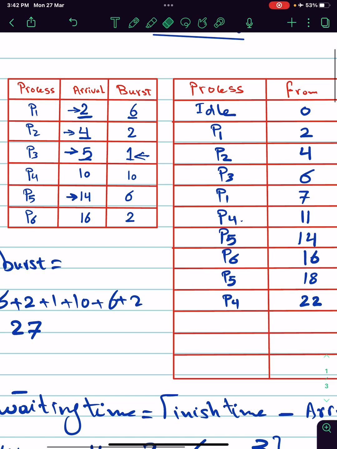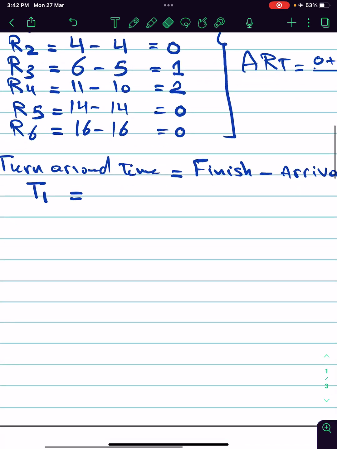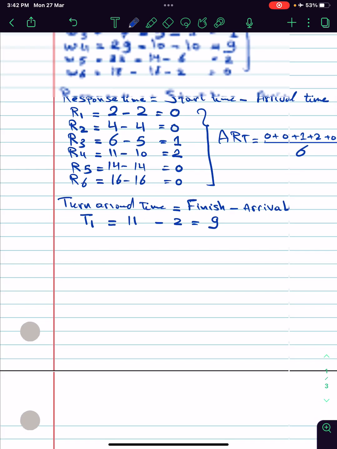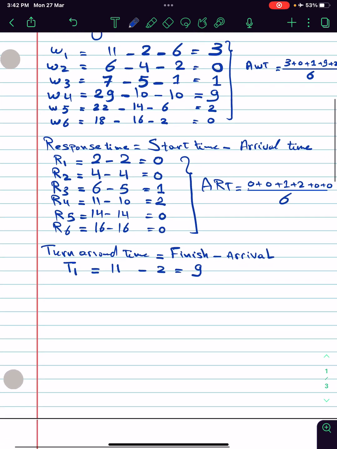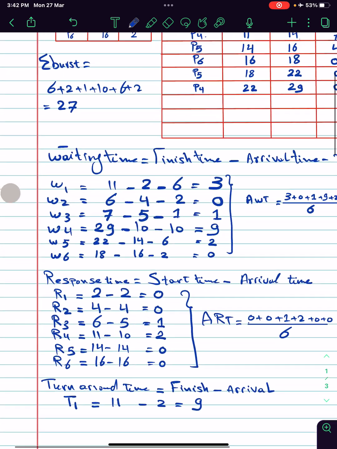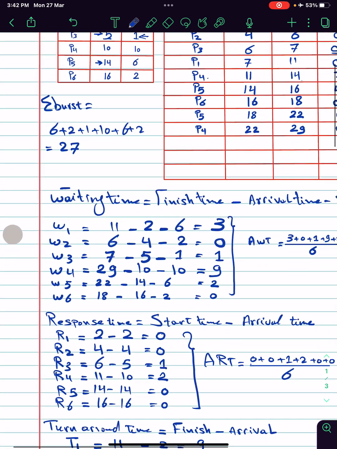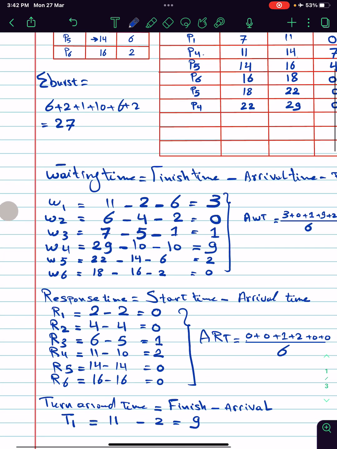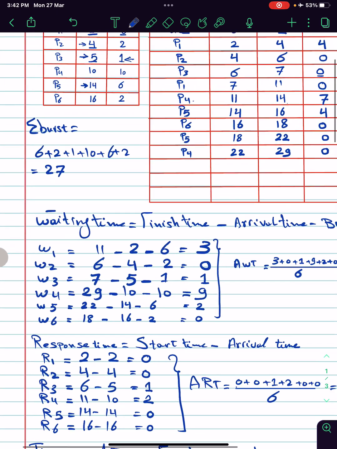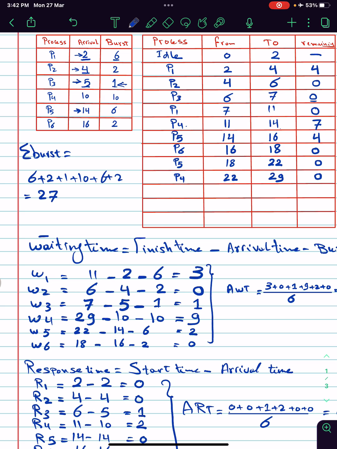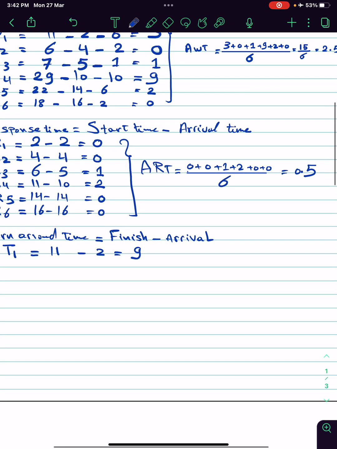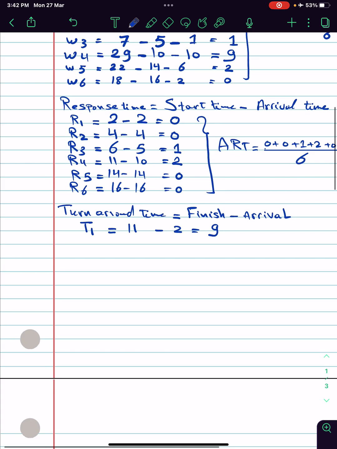And it arrived at time 2. So 11 minus 2, that would be a 9. By the way, if you sum the waiting plus the burst, it should give you the turnaround. That's another way to check if your solution is correct. The waiting of P1 is 3, the burst of P1 is 6, and 3 plus 6 is 9. Here it is, the turnaround is 9.